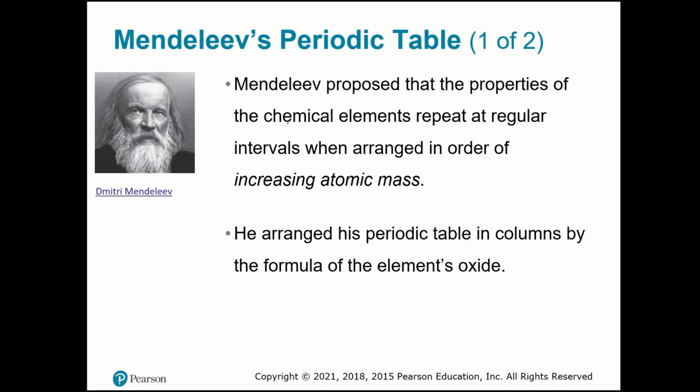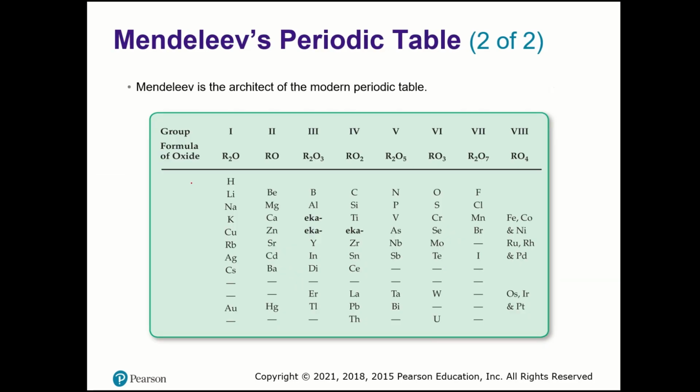Mendeleev proposed that the properties of the chemical elements repeat at regular intervals when arranged in order of increasing atomic mass. He arranged his periodic table in columns by the formula of the element's oxide first. And then he left some space blank and said, okay, we don't know this element yet, but it will be found. Someone will discover this element, and it will have these characteristics and will fill this space. This is why everybody talks about Mendeleev instead of all the other scientists that worked with the periodic table.